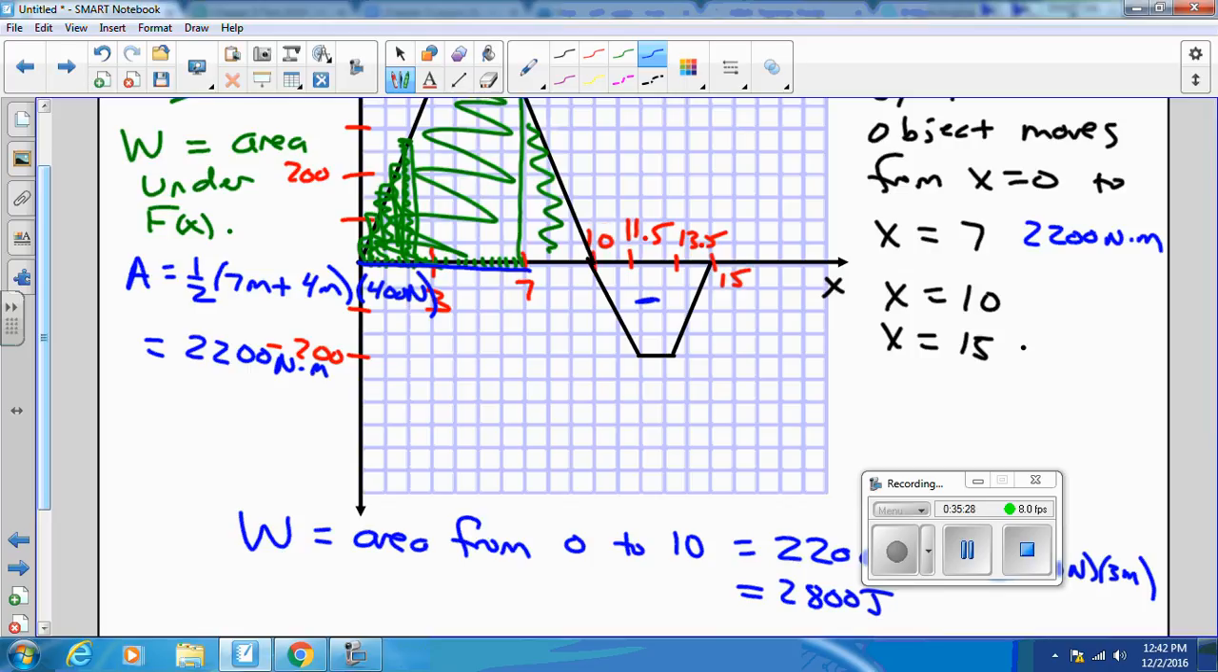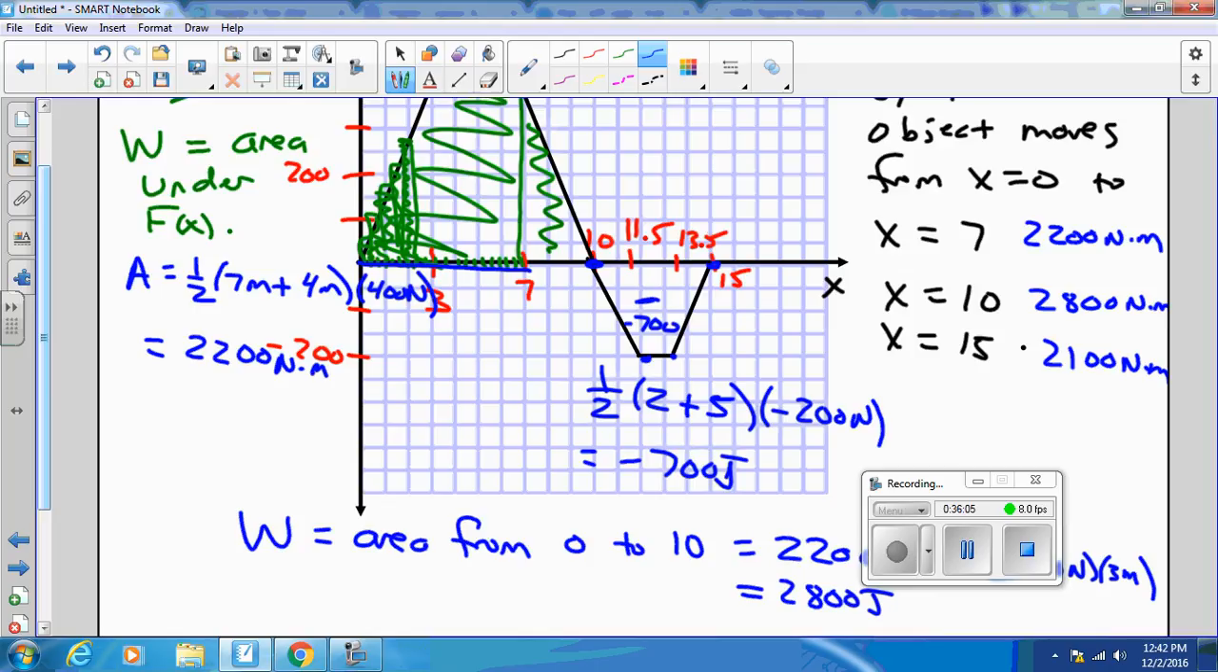So that means I'm going to count all of this area in here as negative. What is that area? Well, it's from 10 to 15, and this is apparently 2 across. So I have the average of 2 plus 5 times, watch how I handle this, I'm going to call that negative 200 newtons. And when I do, naturally, I get negative 700 joules. That subtracts away from the net work. Was that helpful?